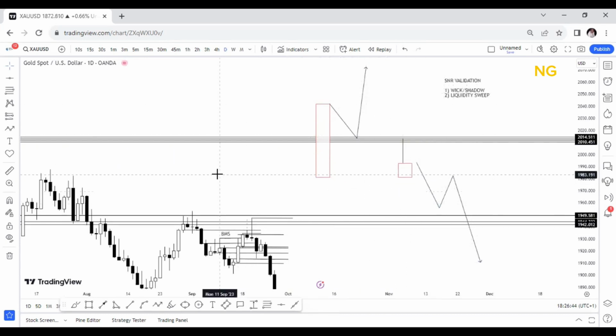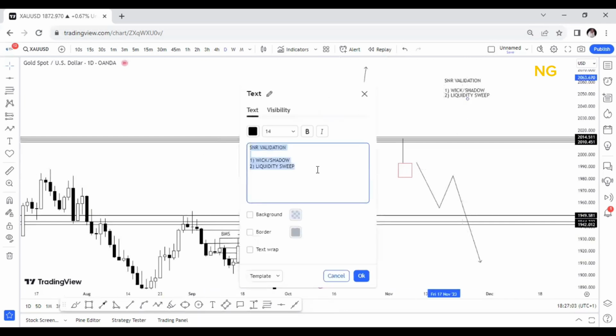The congestion zone is simply in my new video. I just uploaded it. Is it today or yesterday? Yeah, congestion zone. I use a congestion zone to validate an S&R. That will be your third validation point. That's the third one. That's a congestion zone.